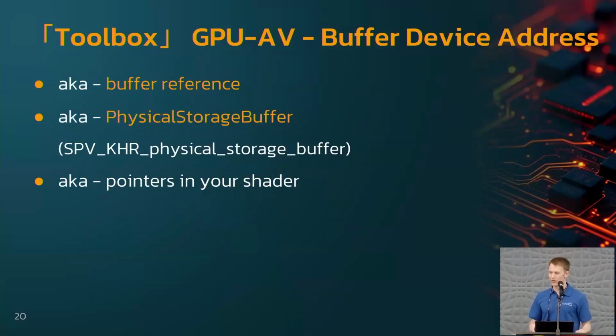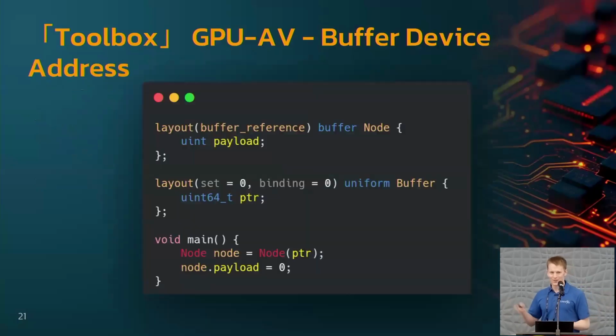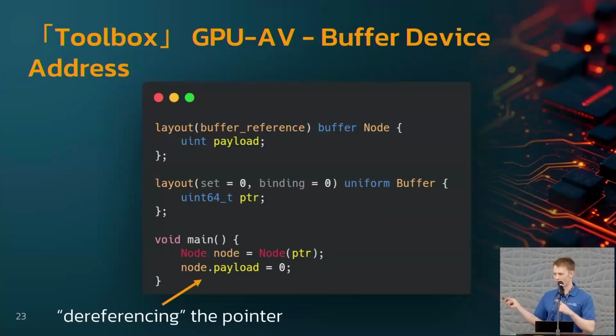Next is buffer device address, which I admit we have too many names for. You might know it as buffer references, physical storage buffers, or just I have pointers in my shaders. So here's a little code. Basically, you have a pointer here, and the pointers are just defined as uint64. So you have a uint64 value, and you dereference it. And I say dereference because this is all about lies. The devil's in the details.